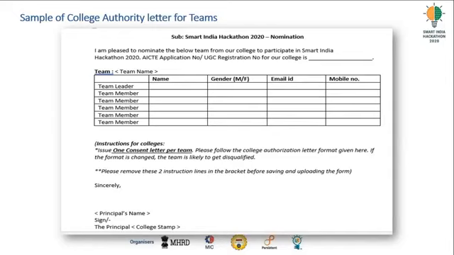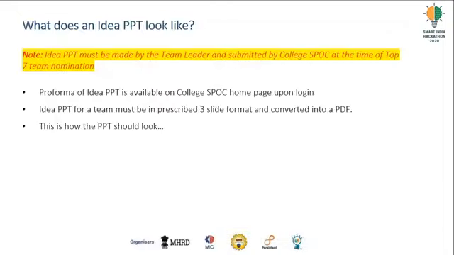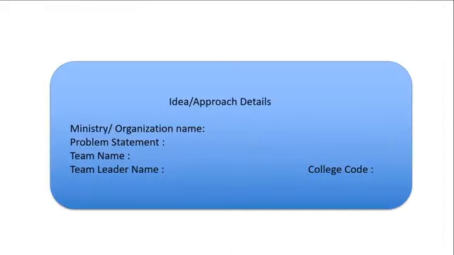Just ensure that the college is entering the correct application number. We want the latest AICTE application number, and all the team details should be correct. It should match what the SPOC is entering on the online form. Along with this, the college SPOC is also supposed to upload the idea PPT for a student. So what does this idea PPT look like? It's basically a 2 to 3 slide deck, and it is going to be in the following format.